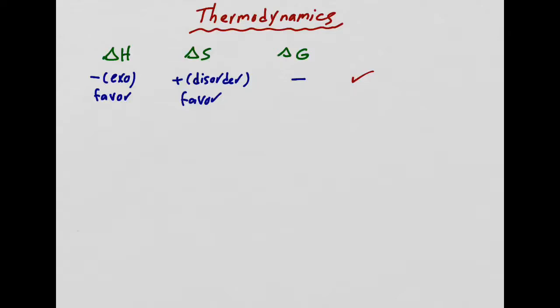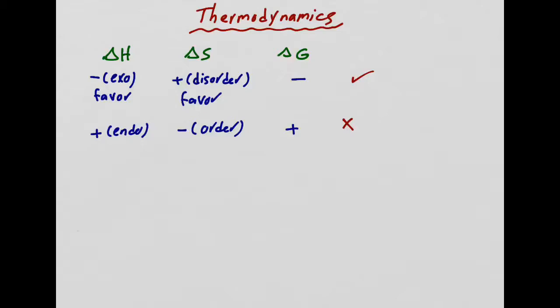Now, on the other hand, if delta H is positive, that means it's an endothermic reaction, so it's not going to be favored. And delta S is positive, which means it's going to be ordered. What that means is the delta G will not go, because if you have not favored and not favored, it's not going to happen. Now, what happens if one is good and one is bad?